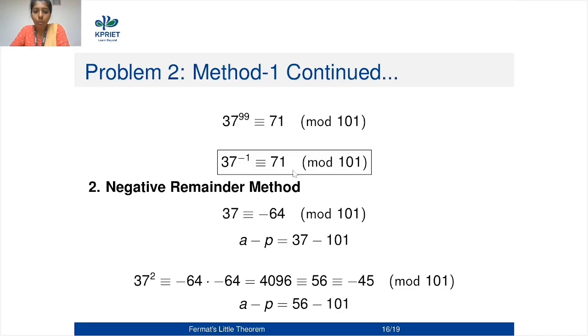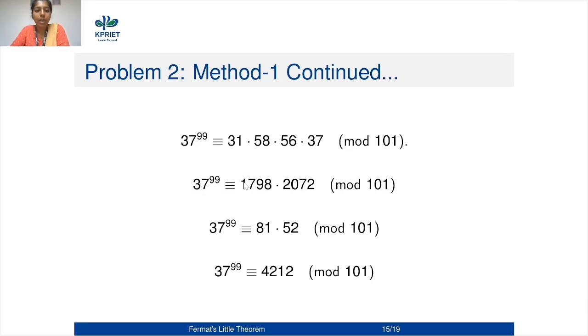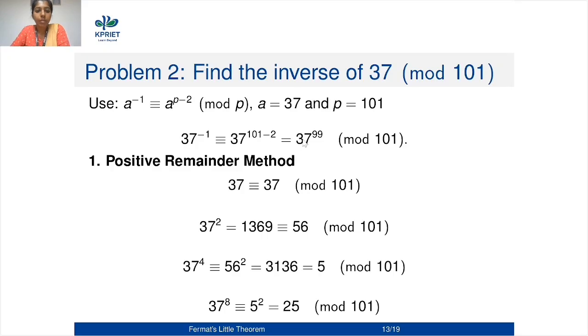Okay, so now let us take the same problem, but we are going to continue with another method, the negative remainder method. So let us start with 37, and as I told you, I have to reach the state of 37 power 99 to find the inverse of 37 when the number is divided by 101.